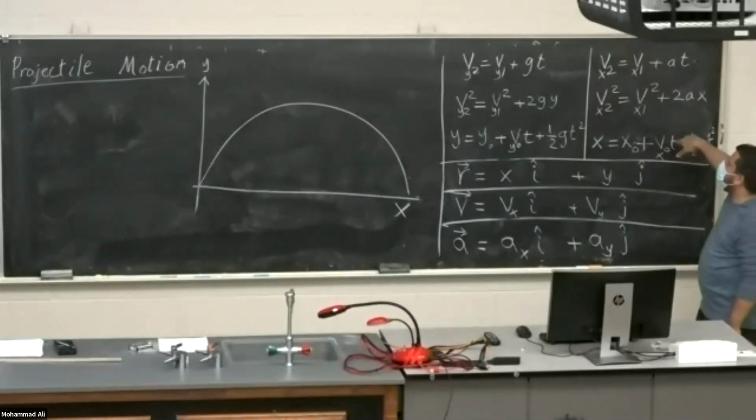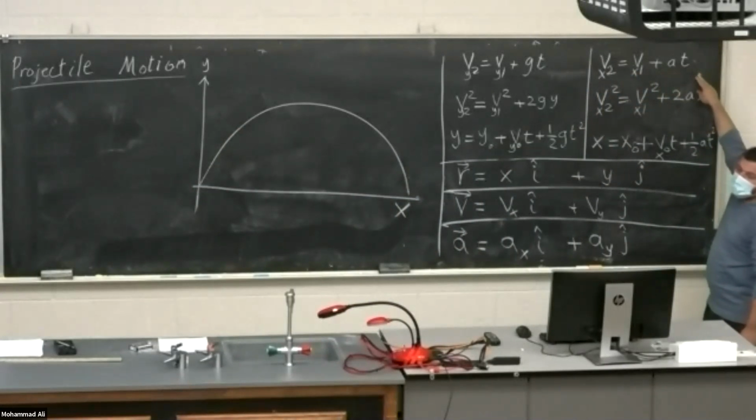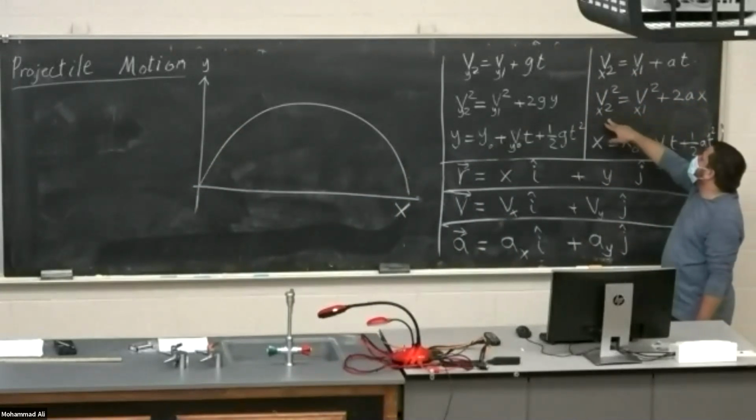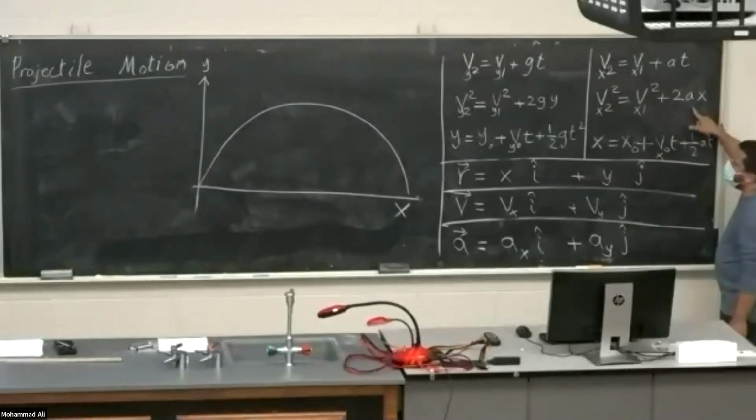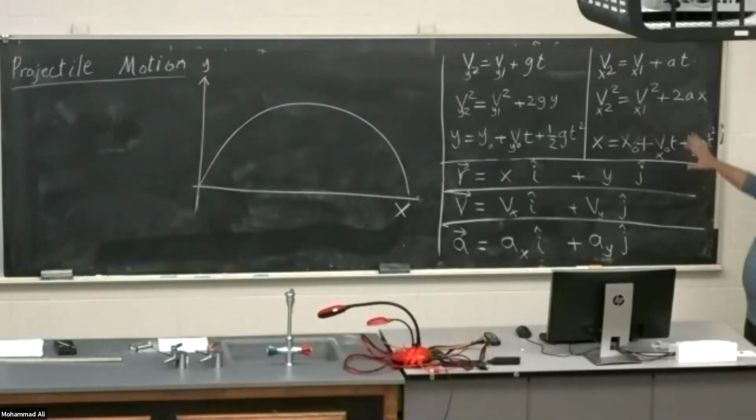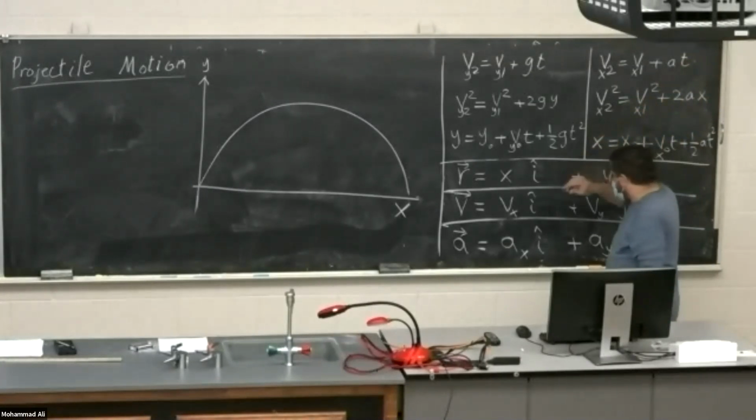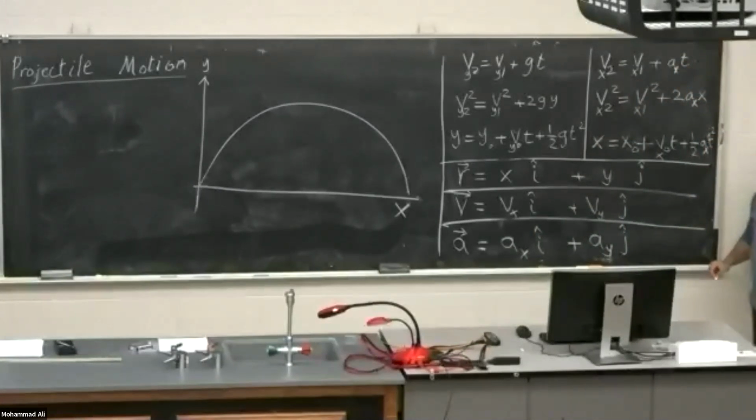From before, we know the equations of motion in the x direction, horizontal motion: v2 is equal to v1 plus a multiplied by t; v2 squared is equal to v1 squared plus 2ax; x is equal to x naught plus v naught x times t plus half a t squared. In this motion in the x direction, we have the velocity in x direction, and also the acceleration in x direction, which is ax.